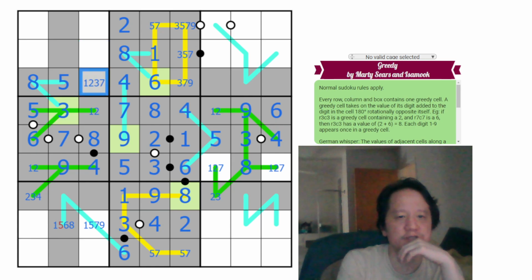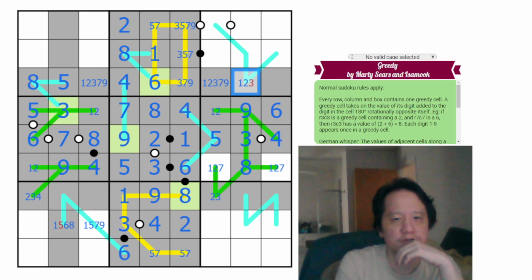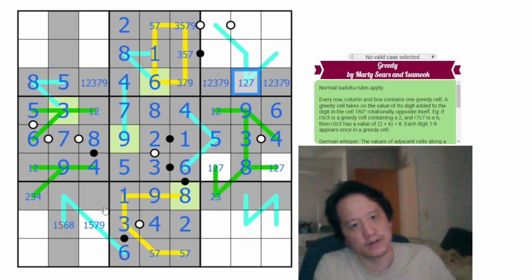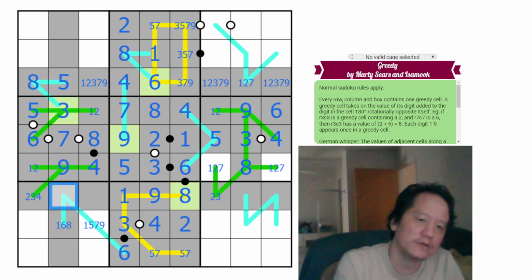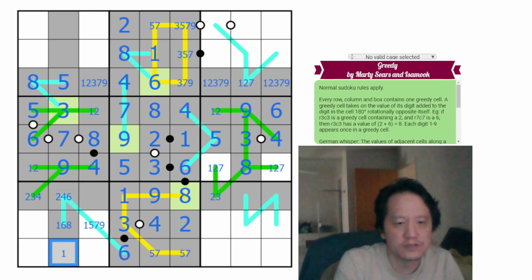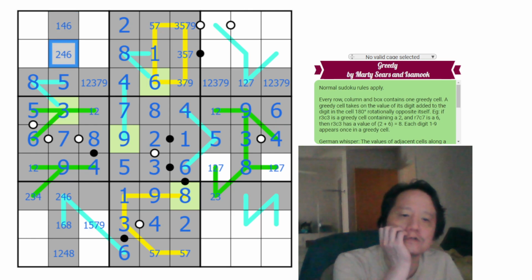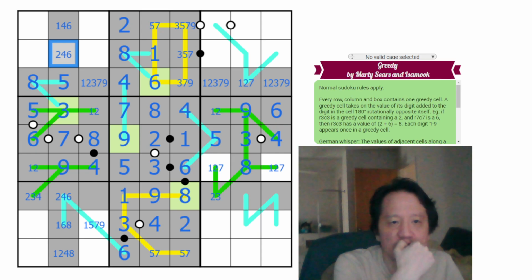So we have 1, 2, 3, 7, 9. There's no 5 here. So this is 1, 2, 4, 6, 8. Interesting. Hmm.